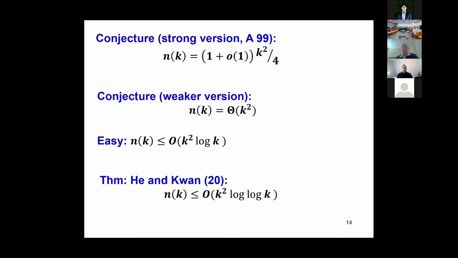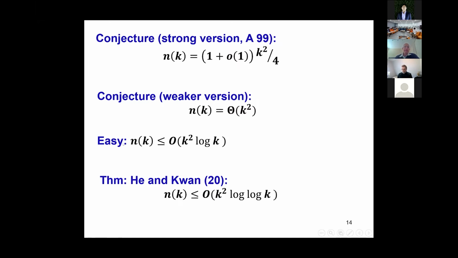Here I would hesitate to conjecture a stopping time result, because you see, unlike the graph case, here the expected number of copies of any permutation is exactly the same. It's always n choose k divided by k factorial, and only the variances vary. So it's not like in the graph case. A weaker version of the conjecture is that this n of k is theta of k squared.